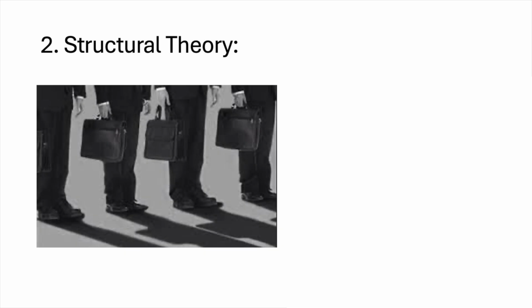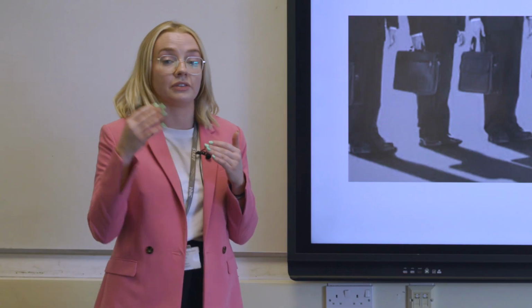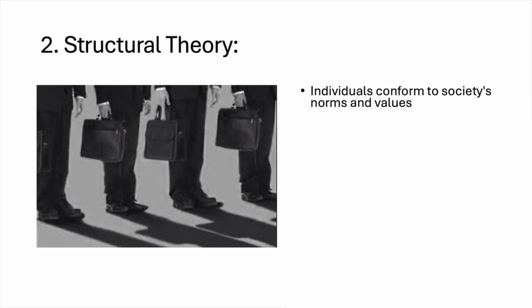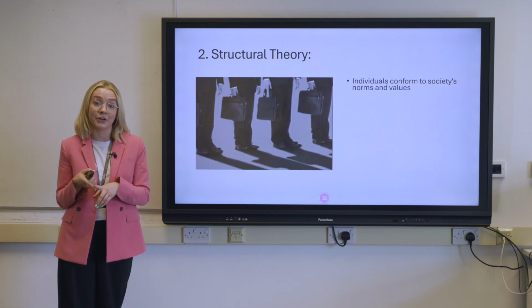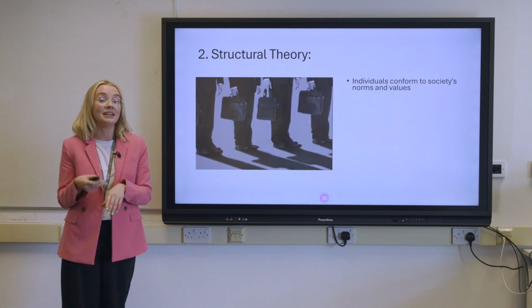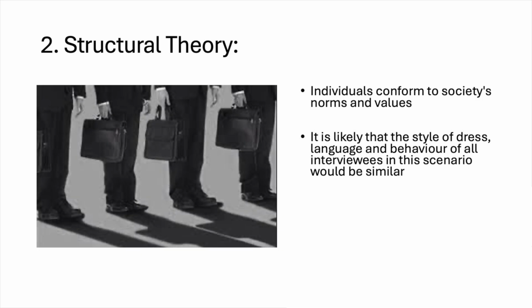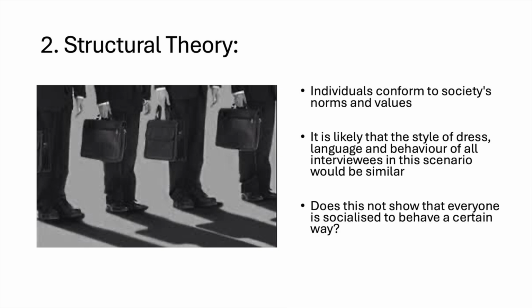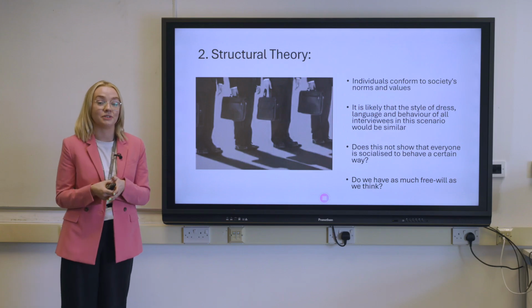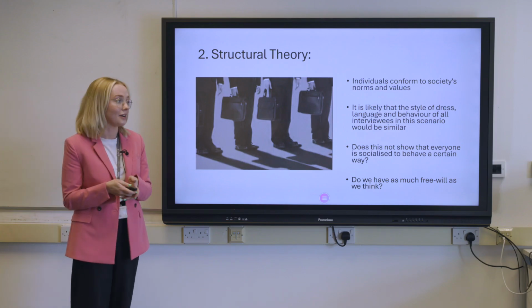In contrast to this then, we have the structural perspective. So remember, they argue that the institutions shape your behaviour, so actually you have less free will than you thought. So structural theorists would argue that individuals conform to society's norms and values. So the fact that everybody is probably going to turn up in workwear and dress and act professionally suggests that we have less free will than we thought. It's likely that the style of dress, language and behaviour of all the interviewees will be very similar. So they would say that this shows that everyone is socialised to behave a certain way, and actually you don't have as much free will as you think. So one of the things that we'll discuss in our lessons is how much free will do we actually have?